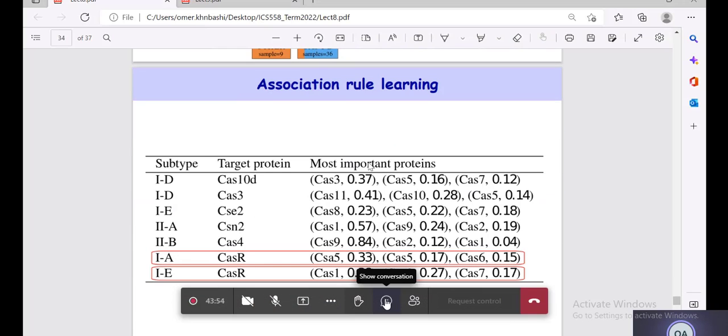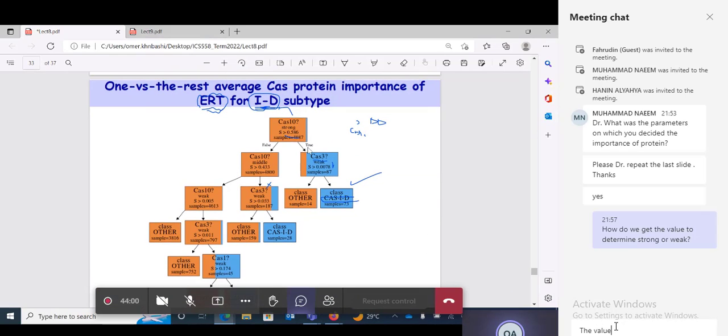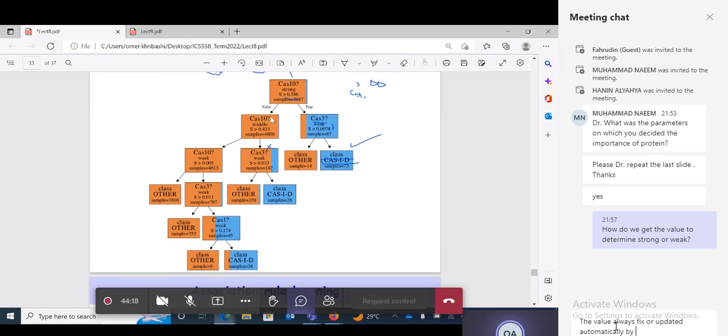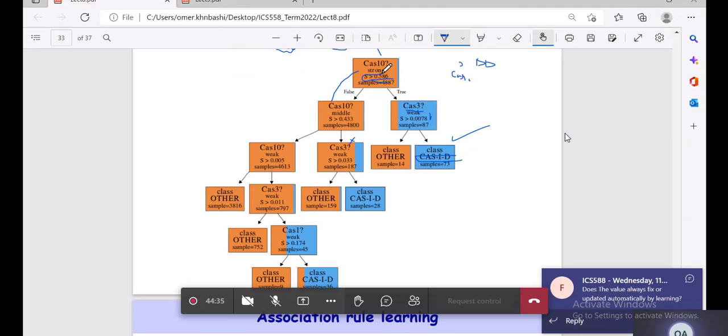So now the other thing we want to do, since we learned from here, there is something connected or associated. That means always, to recognize Cas type 1D, the most important is strong Cas10 and then strong Cas3. Or sometimes, if you go to here, for example, you have one very interesting case: this one says if you have Cas10 weak, then you go here. And then you can see, sorry, that means it's not strong, because the machine has three different types of strong. Does the value always stay fixed?